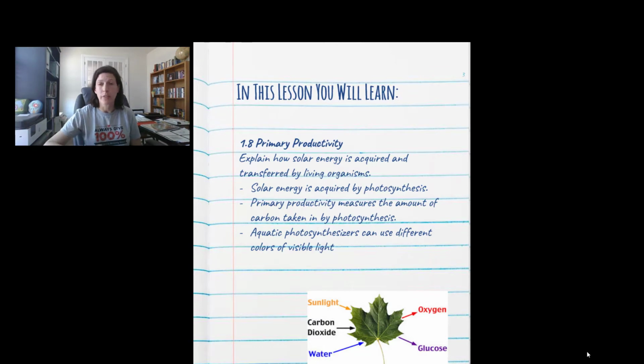What you'll be learning in this lesson, the learning target for primary productivity is to explain how solar energy is acquired and transferred by living organisms. So you will learn that solar energy is acquired by photosynthesis. The primary productivity measures the amount of carbon taken in by photosynthesis, and that aquatic photosynthesizers can use different colors of visible light.